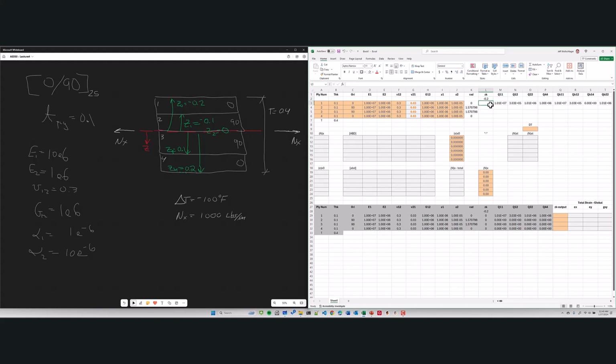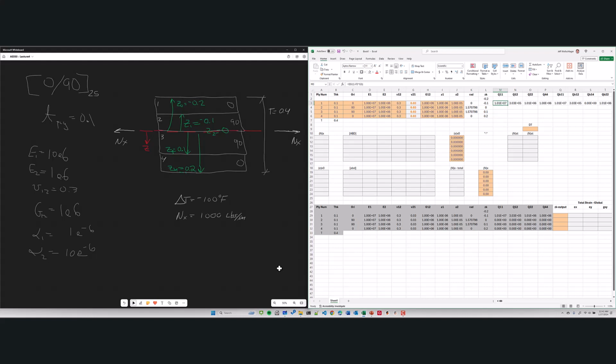Okay, well then what do I have to do to get to Z1? Well, I just have to say, okay, it's the prior Z plus the thickness of that particular ply. And once I've set up this equation, it's always the prior plus the thickness, prior plus the thickness. So I can just copy it down, and you can see that it copies down right, and I always get the right ZK for every single ply. And so easy enough to get. So hopefully that helps you understand.